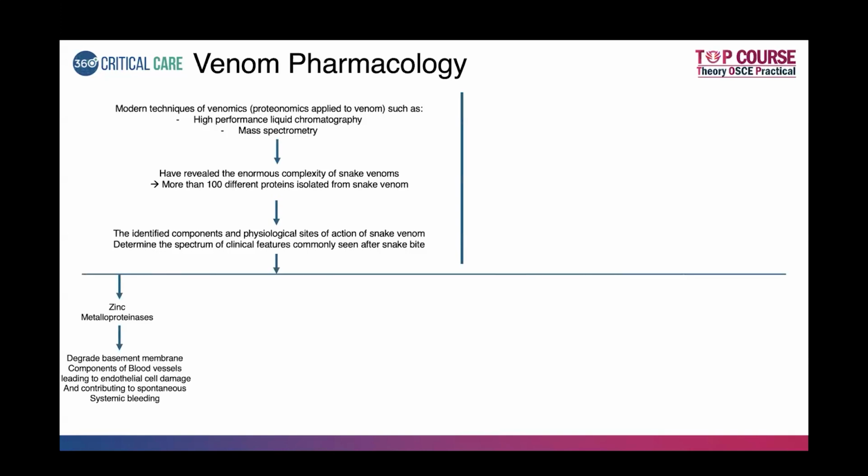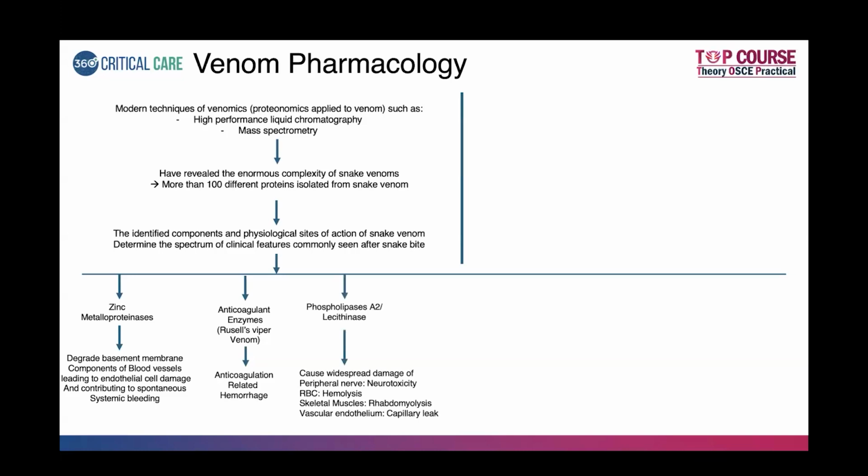The most important is the zinc metalloproteinases. These degrade the basement membrane components of the blood vessels, leading to endothelial damage and contributing to spontaneous systemic bleeding. Then you have anticoagulant enzymes, especially like Russell's viper venom, which is associated with anticoagulation related hemorrhage. Then you have phospholipases A2 and lecithinase, which cause widespread damage of various tissues. In peripheral nerve, it can cause neurotoxicity. In RBCs, it can cause hemolysis. In skeletal muscles, it can cause rhabdomyolysis. And in the vascular endothelium, it can cause capillary leak.